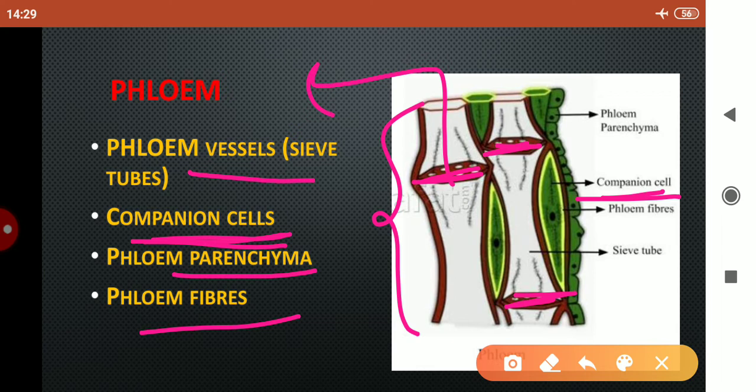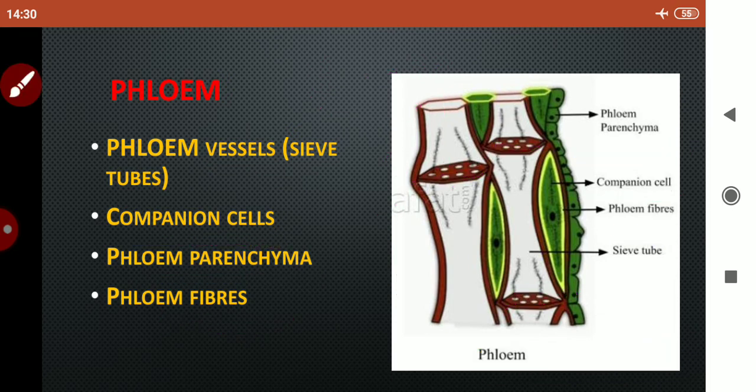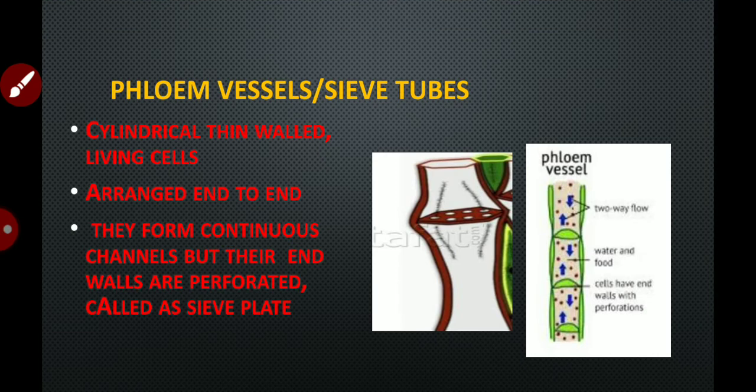Along with companion cells, phloem parenchyma is present. This parenchyma will perform the storage function, means storing the food material, and phloem fibers will provide the mechanical support to the phloem tissue. Now let's move on and study phloem vessels in detail.